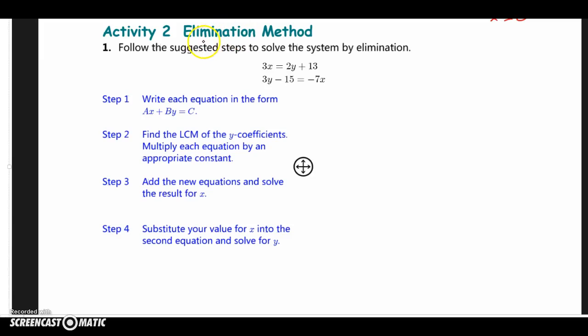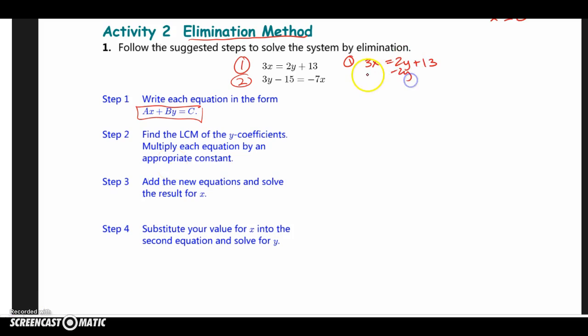Okay, in activity 2, we have to use the elimination method to solve this system. In step 1, they tell us to put it in the general form, which we would need to do anyway without somebody telling us, because when we use the elimination method, it's best to have it in general form. It looks like things are sort of out of order. In equation 1, I'm going to move the y to the left, and in equation 2, I'm going to move the negative 7x this way and the negative 15 the other way, so I can have it in this general form. So let's do that.